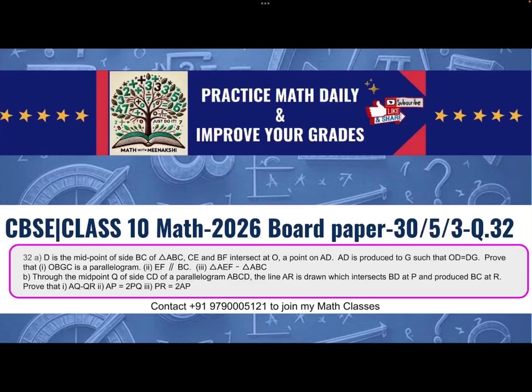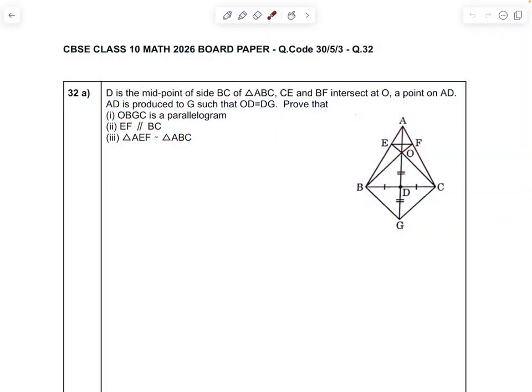Hello all, in this video I am going to solve question number 32A and B from the CBSE class 10 standard math 2026 board paper. The question paper code is 30/5/3. The question 32A says D is the midpoint of the side BC of the triangle ABC.